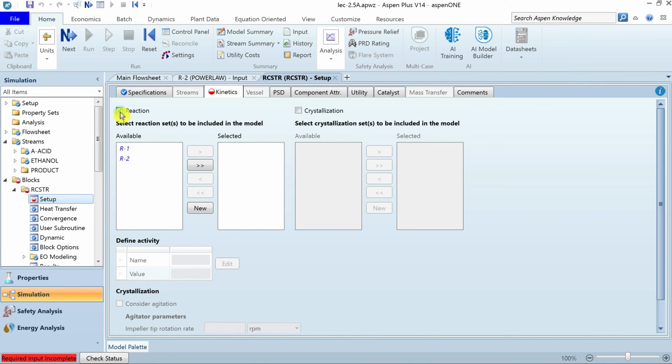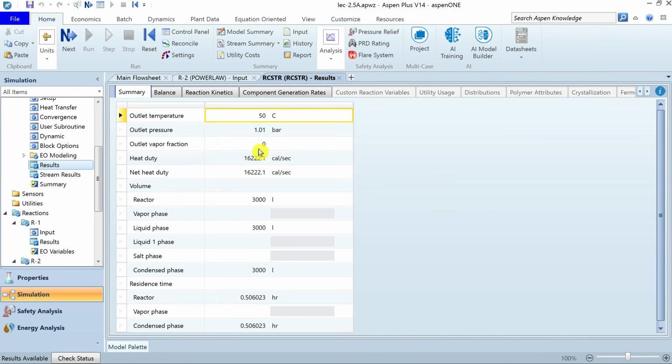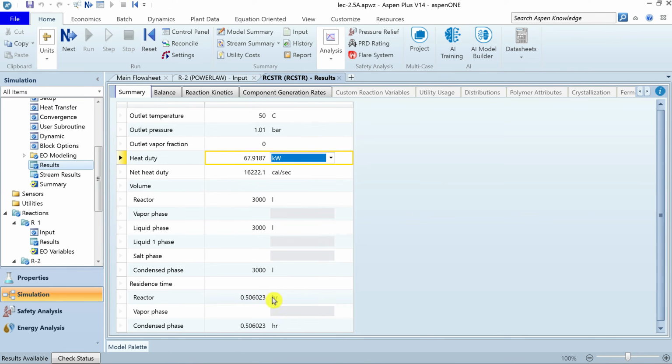To include a reaction, transfer the reaction set from the available to the selected side, and that completes the specifications of the CSTR, and the simulation is ready to run and view the results. Let's save this file and run the simulation. So results are available without any warning or error. To view the results, go to the results section where all the details about the block are given, including heat duty, volume of the reactor, residence time.